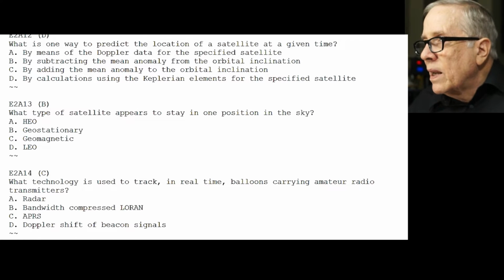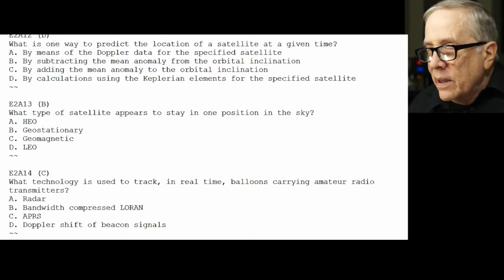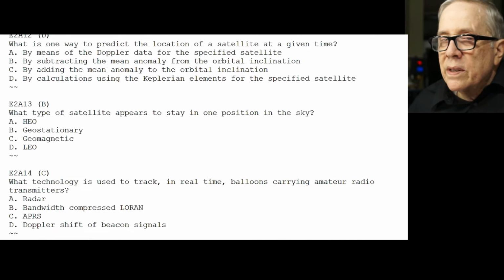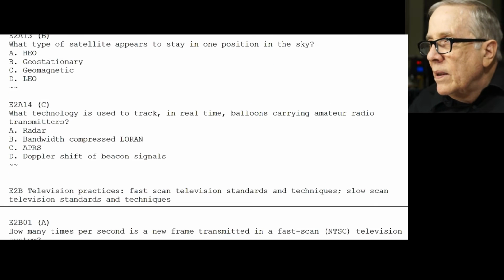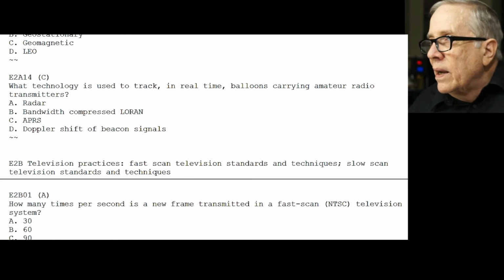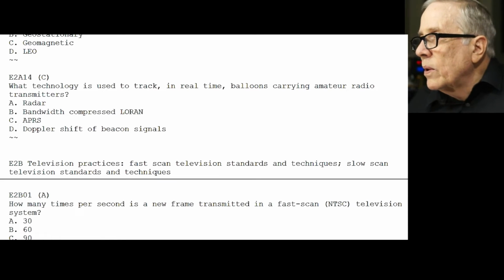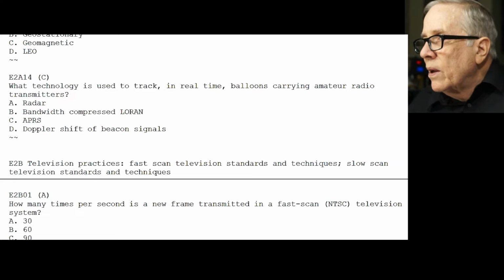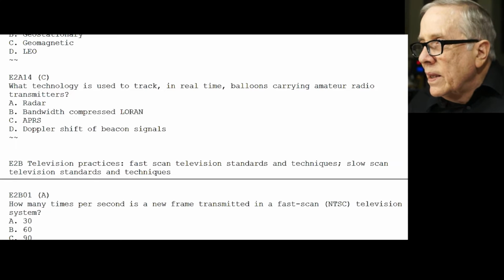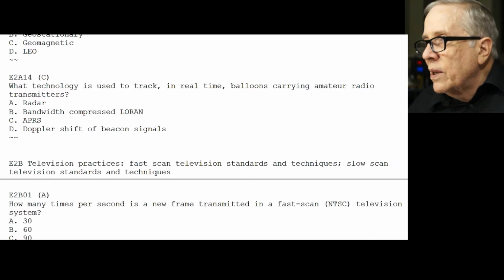E2A13. What type of satellite appears to stay in one position in the sky? And that's a giveaway. It's geostationary. I'm sure you knew that already. E2A14. What technology is used to track in real time balloons carrying amateur radio transmitters? What technology is used? It's APRS. I got a feeling that's going to change.